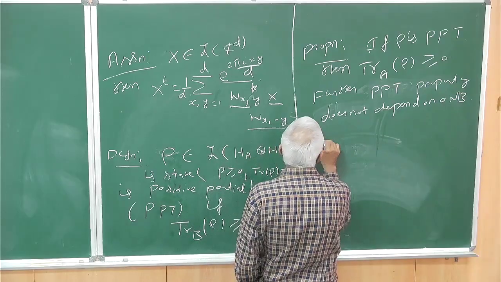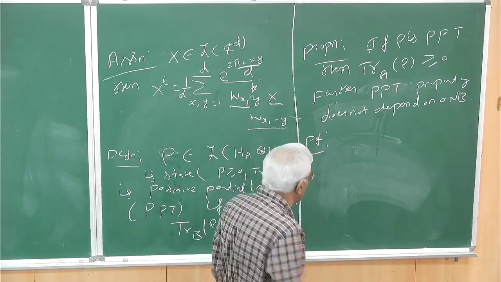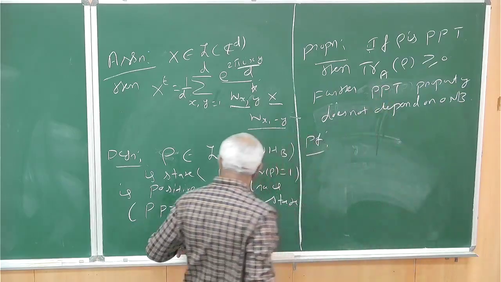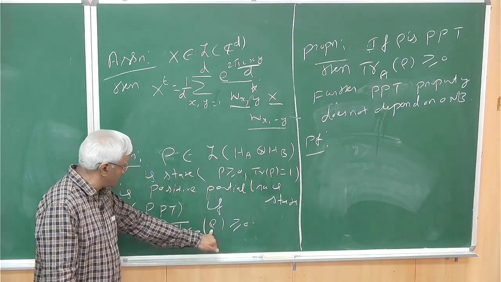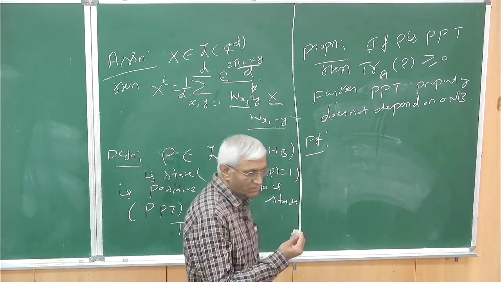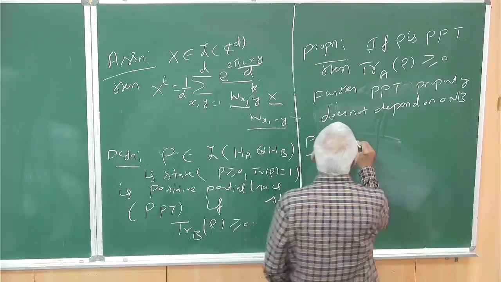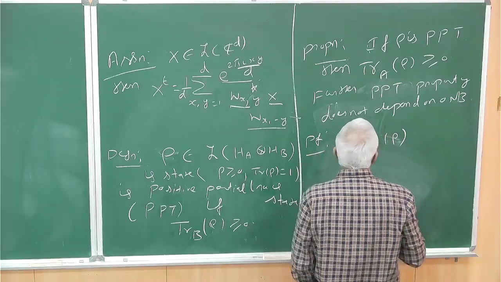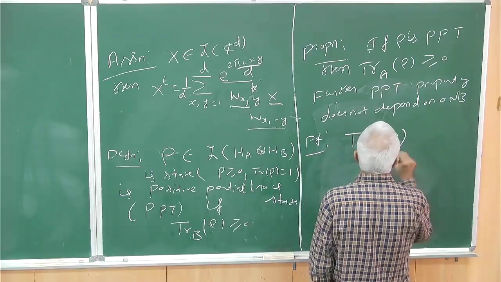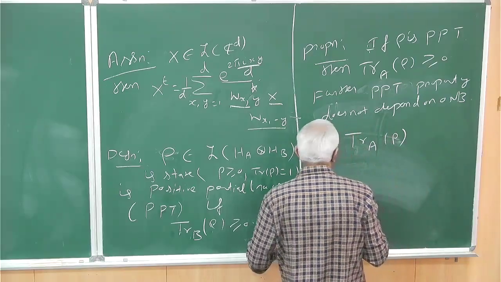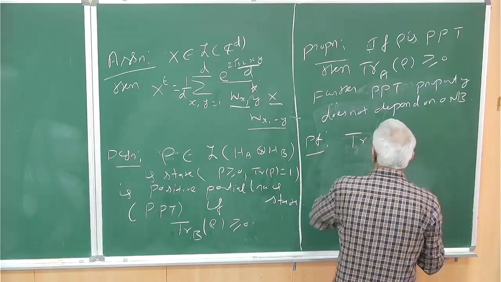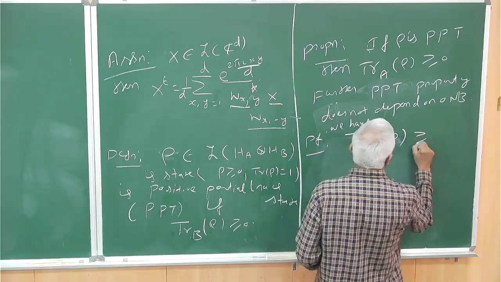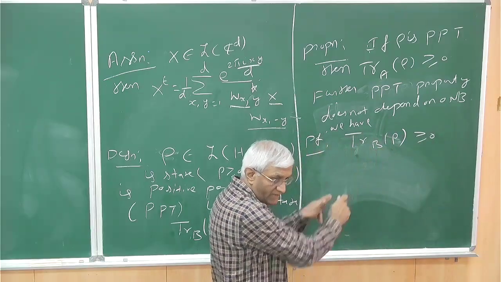So proof. What we have to prove, you will just write it down and it will be clear in the proof. The first one, if we take partial trace with respect to B is positive, then we want to prove partial trace with respect to A is also positive. So we want to consider trace A of rho. We have trace B rho is greater than 0. This is a matrix.